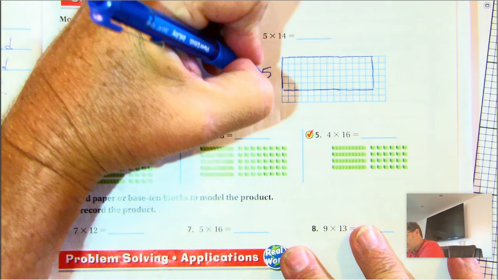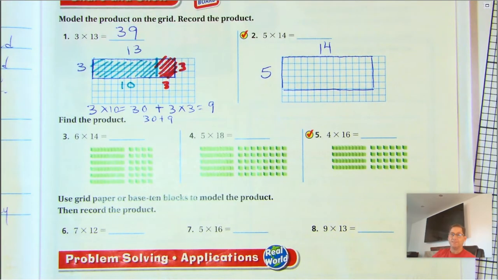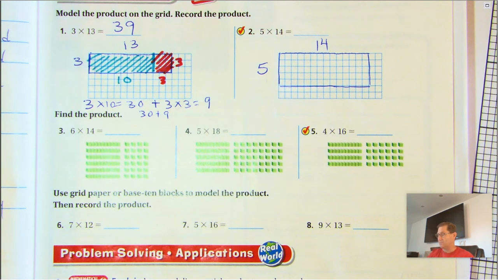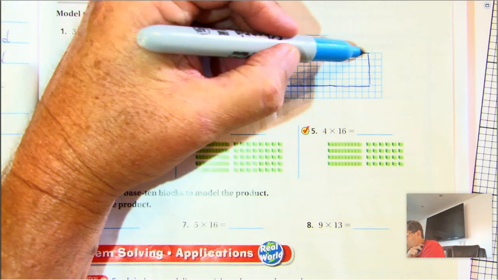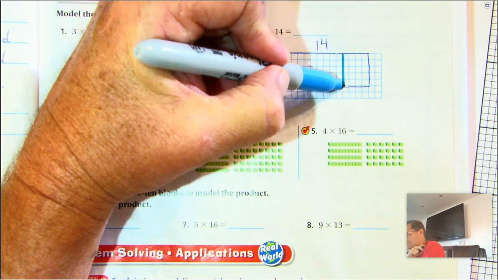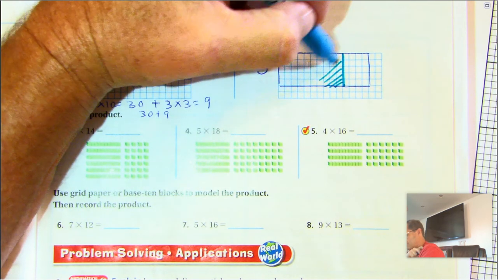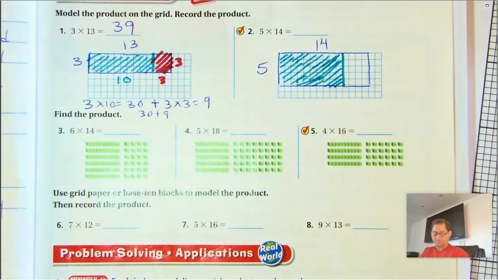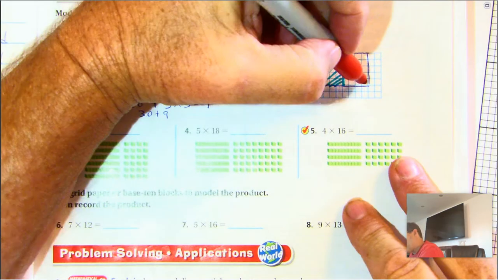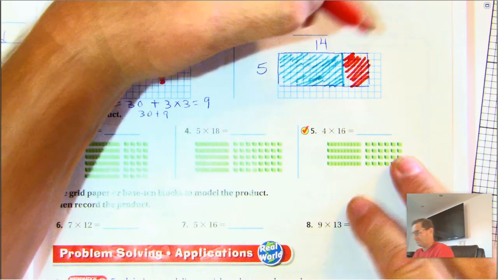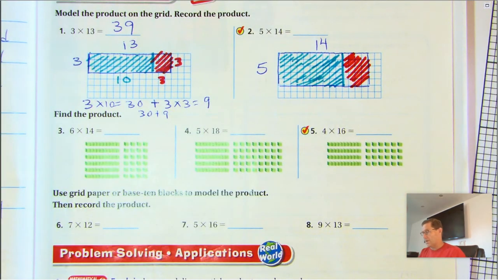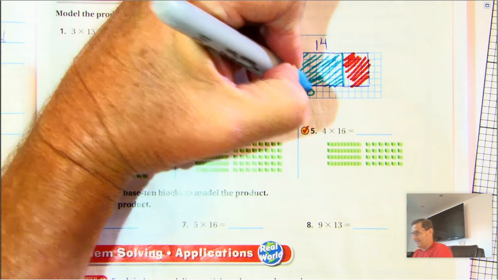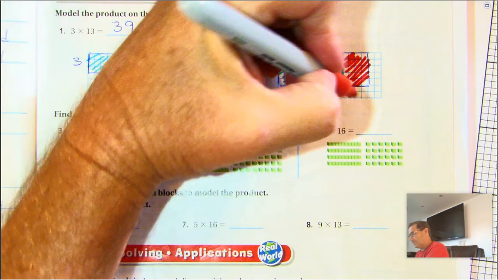So the whole rectangle is 5 times 14. We're going to break this into smaller rectangles. I'm going to use 5 times 10 plus 5 times 4. So I split the 14 into 10 plus 4.